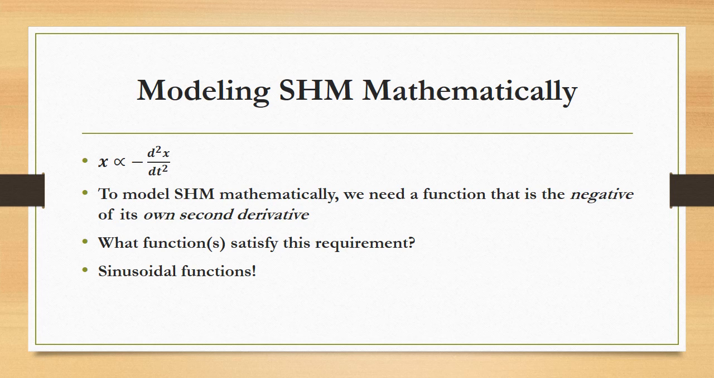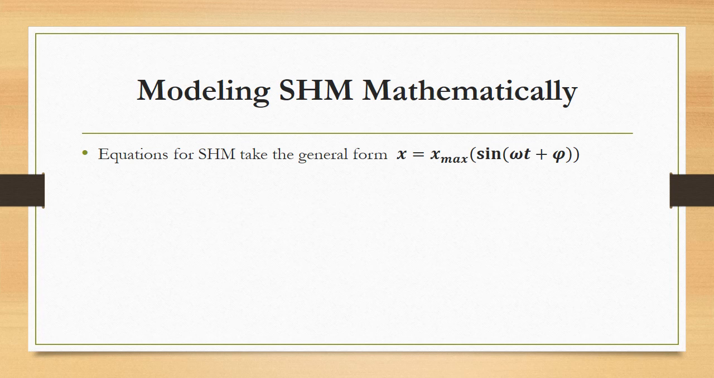is its own negative. This has all been a long explanation to say one very simple point, and here it is. When we model simple harmonic motion mathematically, we use sinusoidal functions. These sinusoidal functions that model simple harmonic motion take the form, in general, x equals x max sine omega t plus phi. We'll explain what each of these terms means.